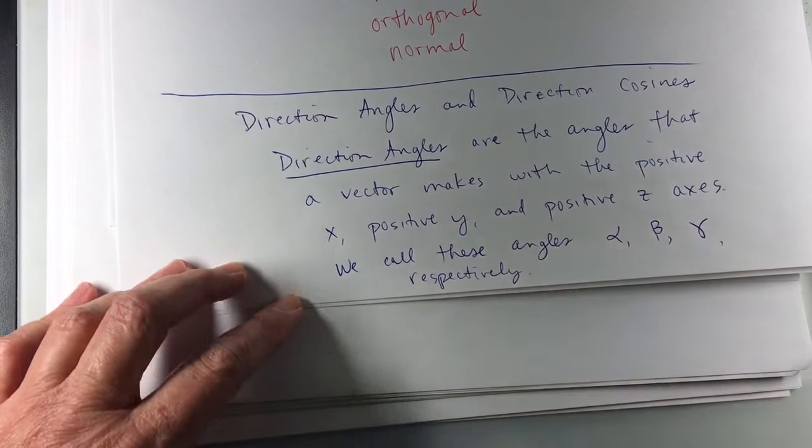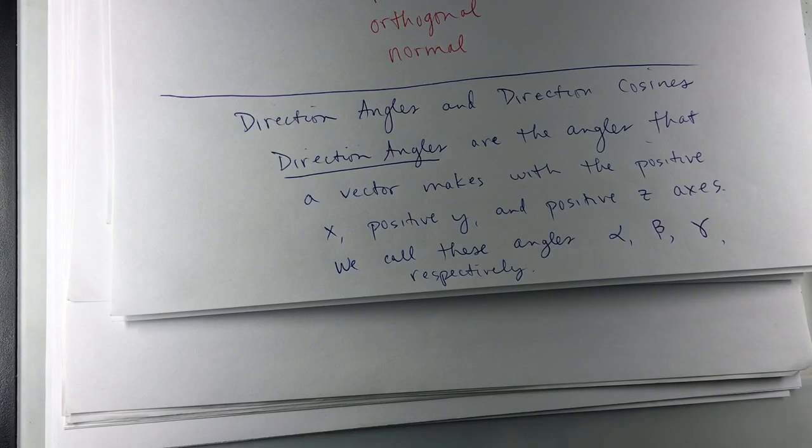What does the word respectively mean? In that order. I gave the positive x-axis first. So alpha corresponds to the one with the positive x-axis. Beta corresponds to the one with the positive y-axis. And gamma corresponds to the one with the positive z-axis. So respectively, in that order.